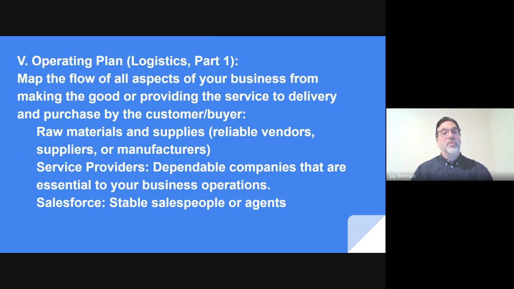Now we're on to number 5, the operating plan. And this is where you're actually mapping out all the little details, all the little aspects of your business, from making the good, providing the service, to delivering and purchase by the customer and buyer. So this is where all the details of running a business are planned out.